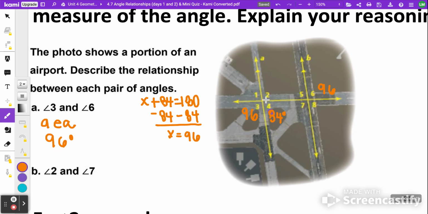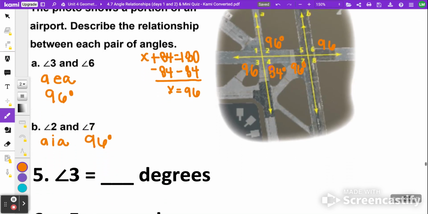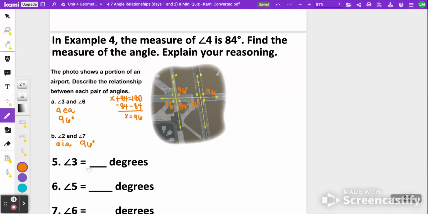Okay. Notice where 2 and 7 are. 2 is exactly opposite from 3, and that means they're vertical. So 2 would also be 96 degrees, and 7 would be 96 degrees because 2 and 7 are alternate interior angles. They are alternating on the inside of your transversal, so they're still going to be at 96 degrees. So now we've got our fill in the blank things. Angle 3 is 96 degrees.